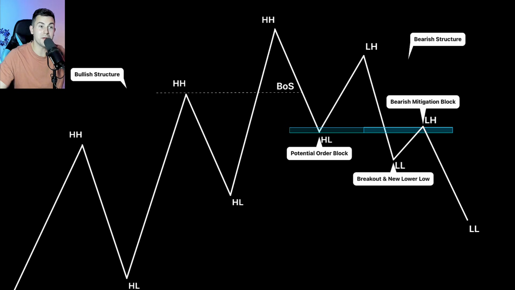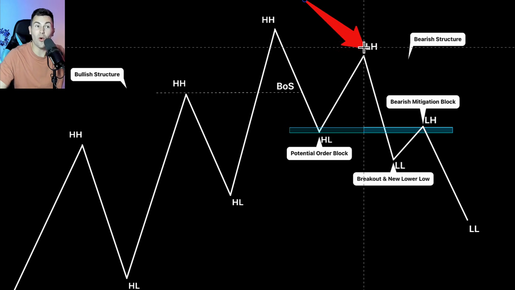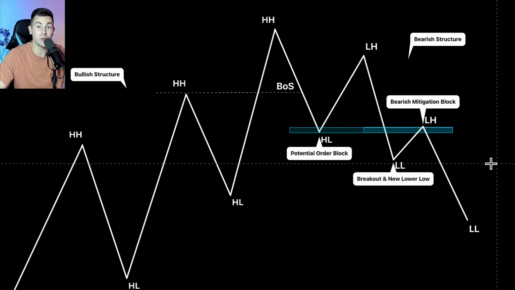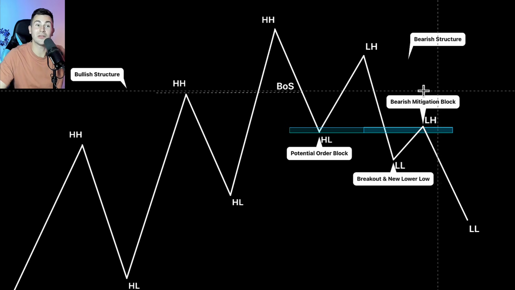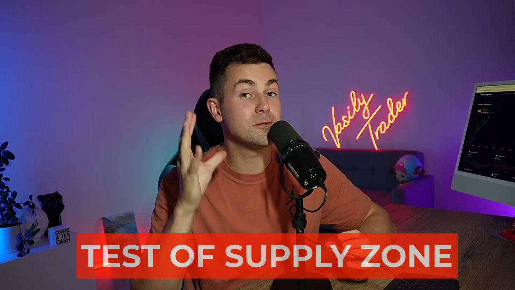Failure of the buyers to update a new high in an uptrend and the formation of a lower high with the consequent breakout and the formation of a new lower low will signify a formation of a bearish structure and of a bearish mitigation block. A market structure shift and the formation of a mitigation block is not a random event. One of the most reliable things that will help you to predict a market structure shift and a violation of a bullish trend is a test of a significant liquidity supply zone.